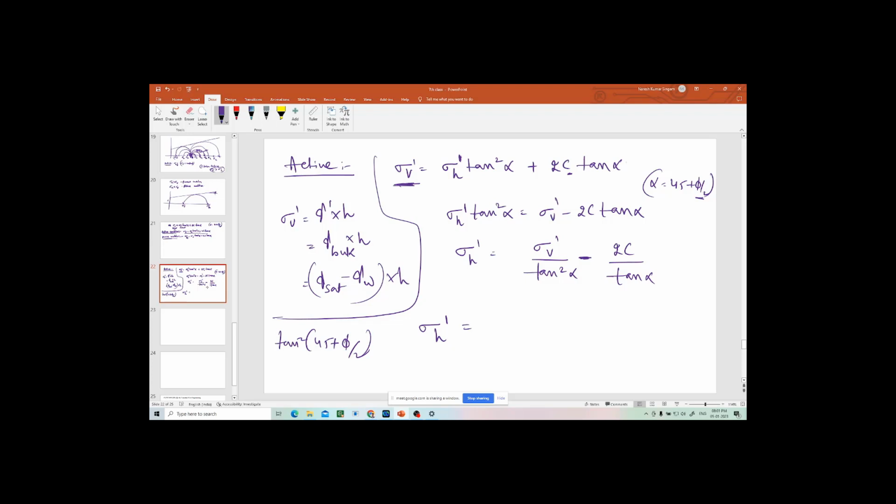Tan square alpha can be written as 1 by tan square alpha. 1 by tan square alpha means 1 by tan, it can be written as tan square (45 minus phi by 2). Tan square (45 minus phi by 2) can be written directly as sigma v dash is d sigma v dash. So 1 by tan square alpha is nothing but tan square (45 minus phi by 2), and that can be written as (1 minus sin phi) by (1 plus sin phi). So this you can derive.